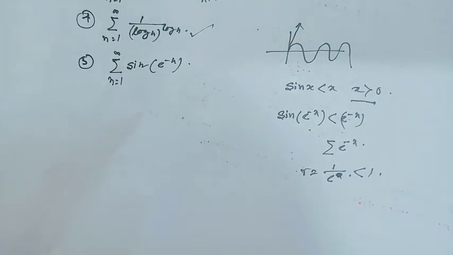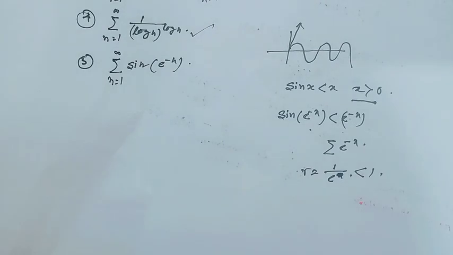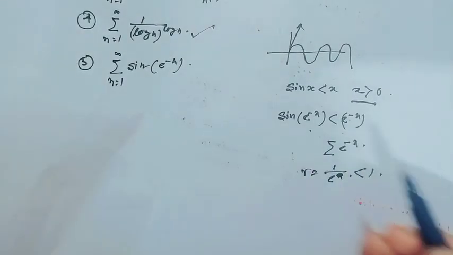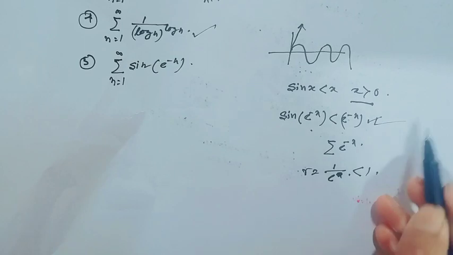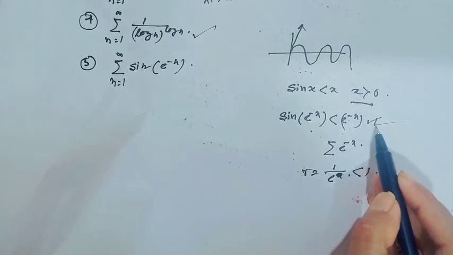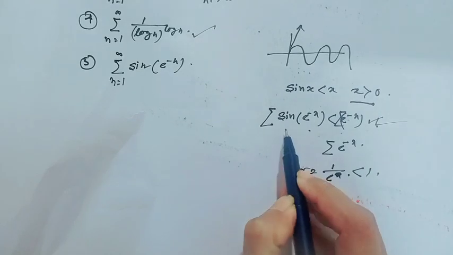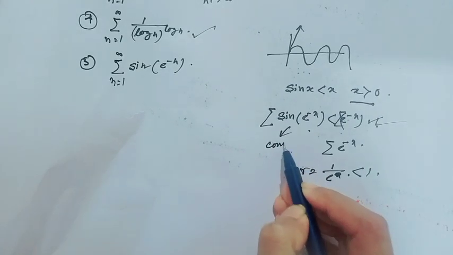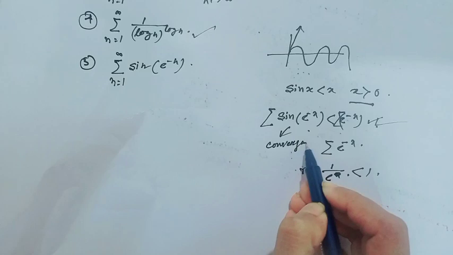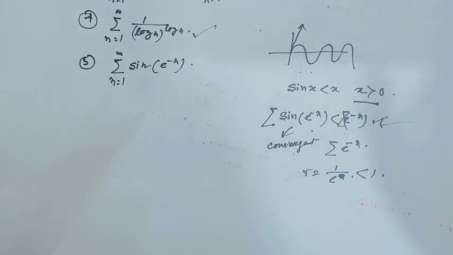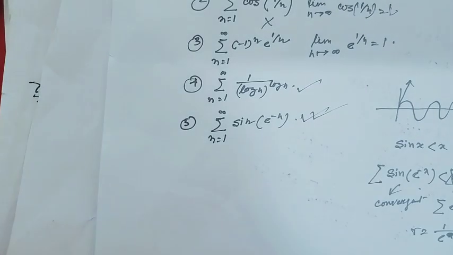So this series is always convergent, and since this series is convergent, therefore by the limit comparison test we can tell this series is also convergent. That means this series is also a convergent series.